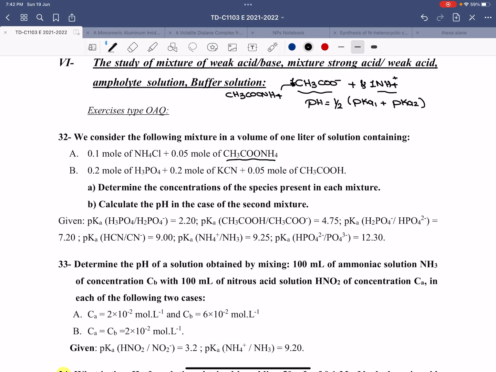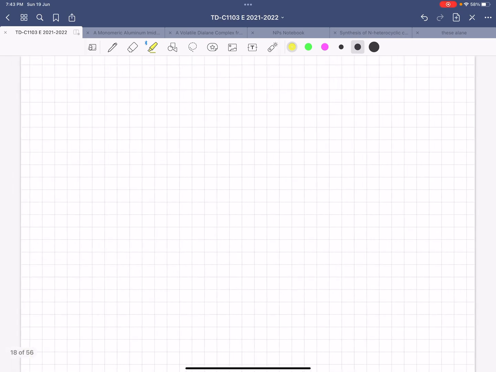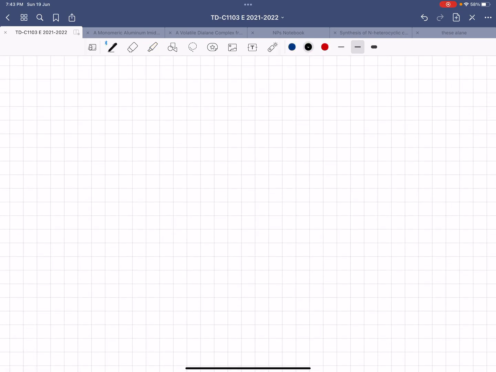However, what if in your solution you have the same species, but they did not originate from the same source? So they have different concentrations. And what if they have different Ka and Kb? What to do? So before we start with number 32, we're going to explain what happens if you have in your solution a weak acid and a weak base. Here we will work in general before we move to the question itself, okay?